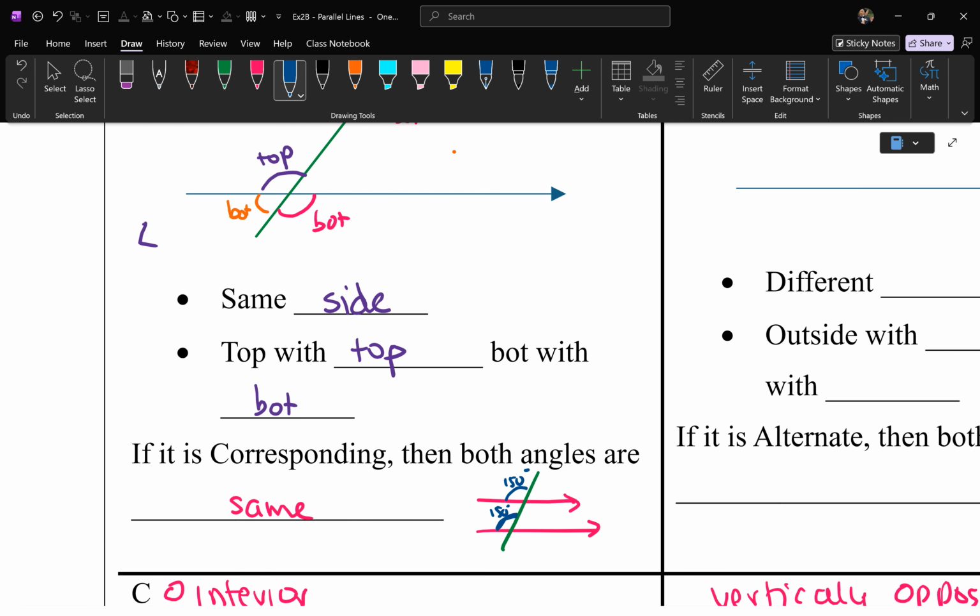Okay, so they're both on the same side of the transversal line and they're both on top of the line. So top with top, same side, that's corresponding. If they're corresponding, angles are the same.